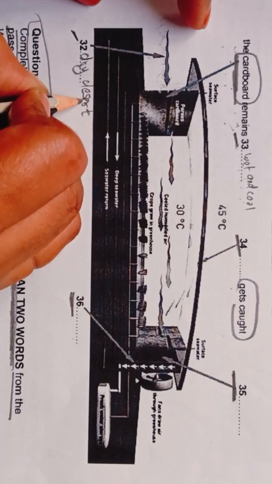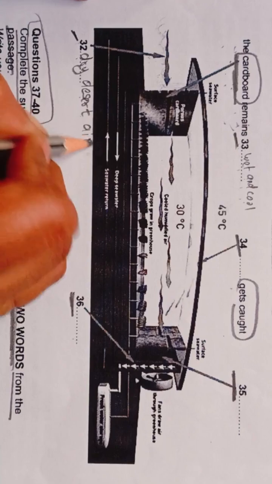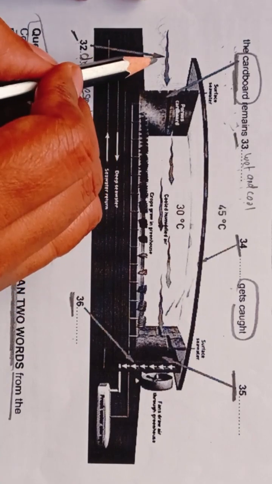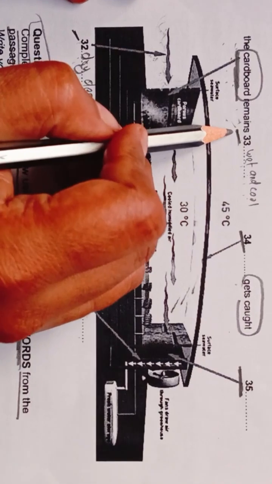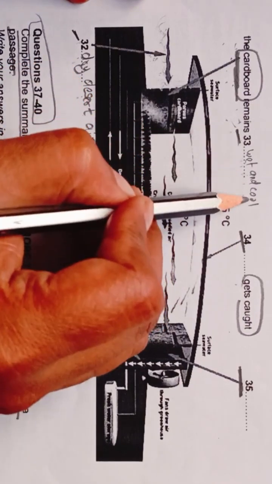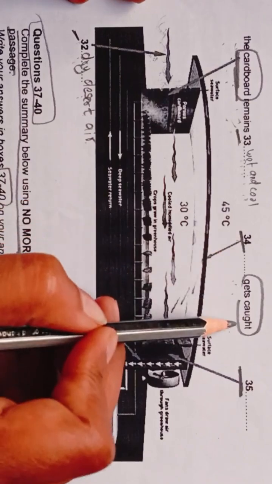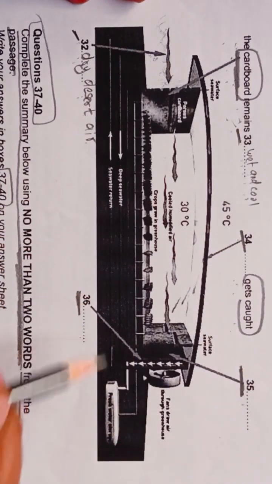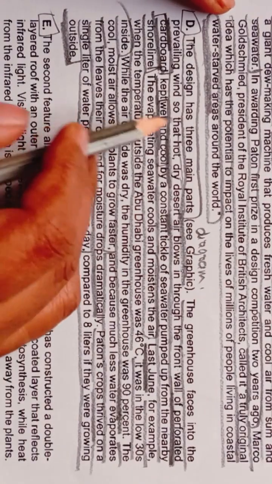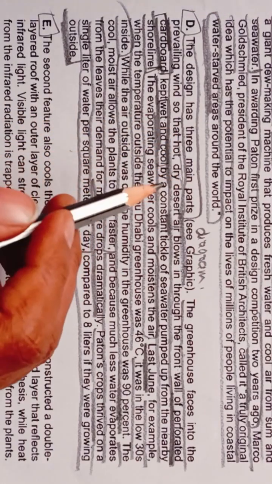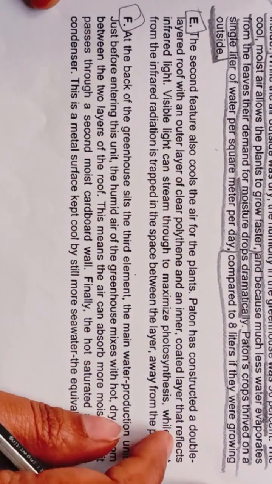Look for the spelling. Okay friends, spellings are very important. Dry desert air. So in 32 number we will write dry desert air. In 33 we have written wet and cool. And we have to look for this 34 dash gets caught, 35 number and 36 number also. So in this paragraph we got 2 answers. Now we will move forward towards our E paragraph.